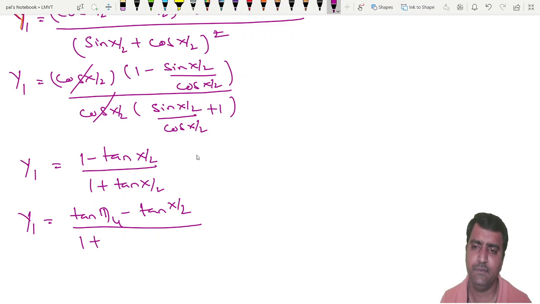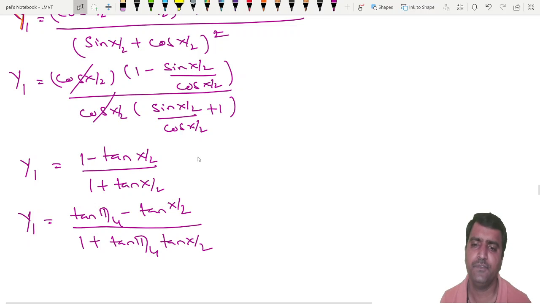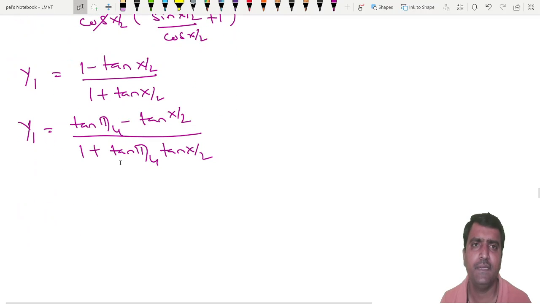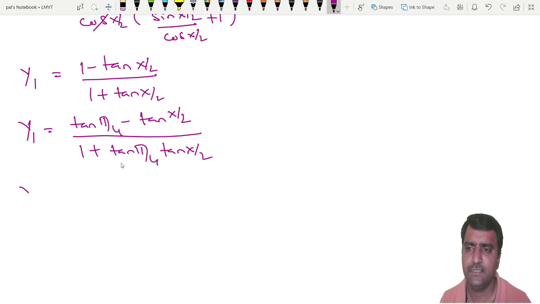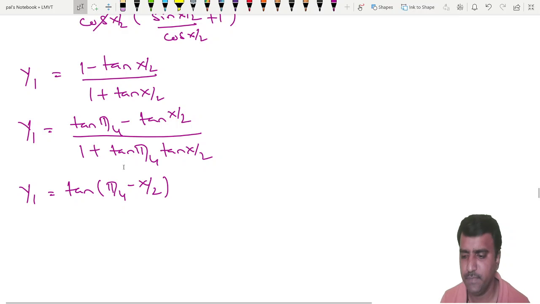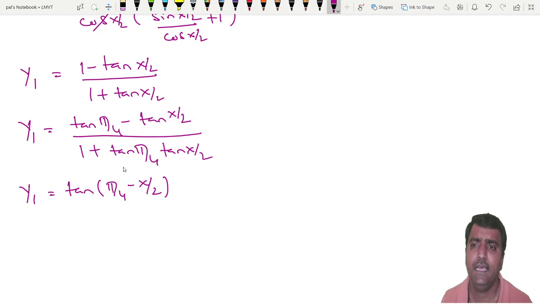Again in denominator it is 1 plus tan pi by 4 into tan x by 2, because tan pi by 4 value is 1. So now it is in the form of tan a minus tan b by 1 plus tan a tan b. Tan a minus tan b by 1 plus tan a tan b can be written as tan a minus b. So it is a standard formula. So that is y1 is equal to, this is tan pi by 4 minus x by 2. This is y1. Yes, of course it takes so many steps.